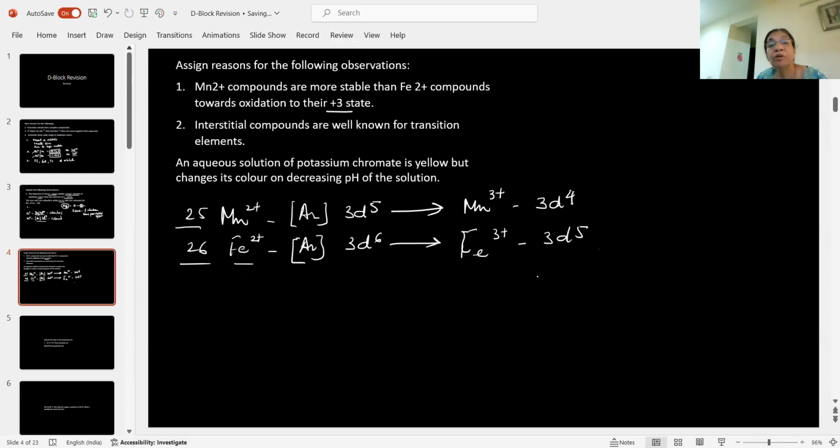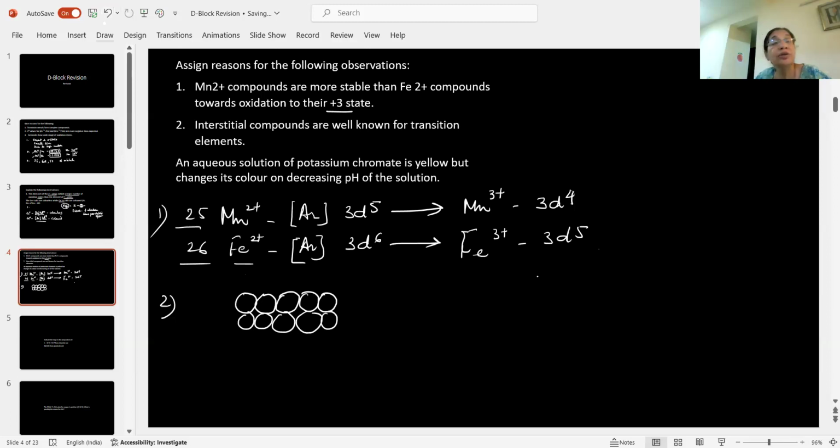Then, interstitial compounds are well known in transition elements. So this was one, this is two. What is an interstitial compound? Interstitial compounds are those where small elements fix in the crystal lattice. All these elements have almost similar size. So if this is, say, copper, and another copper, this is how you show the crystal lattice.